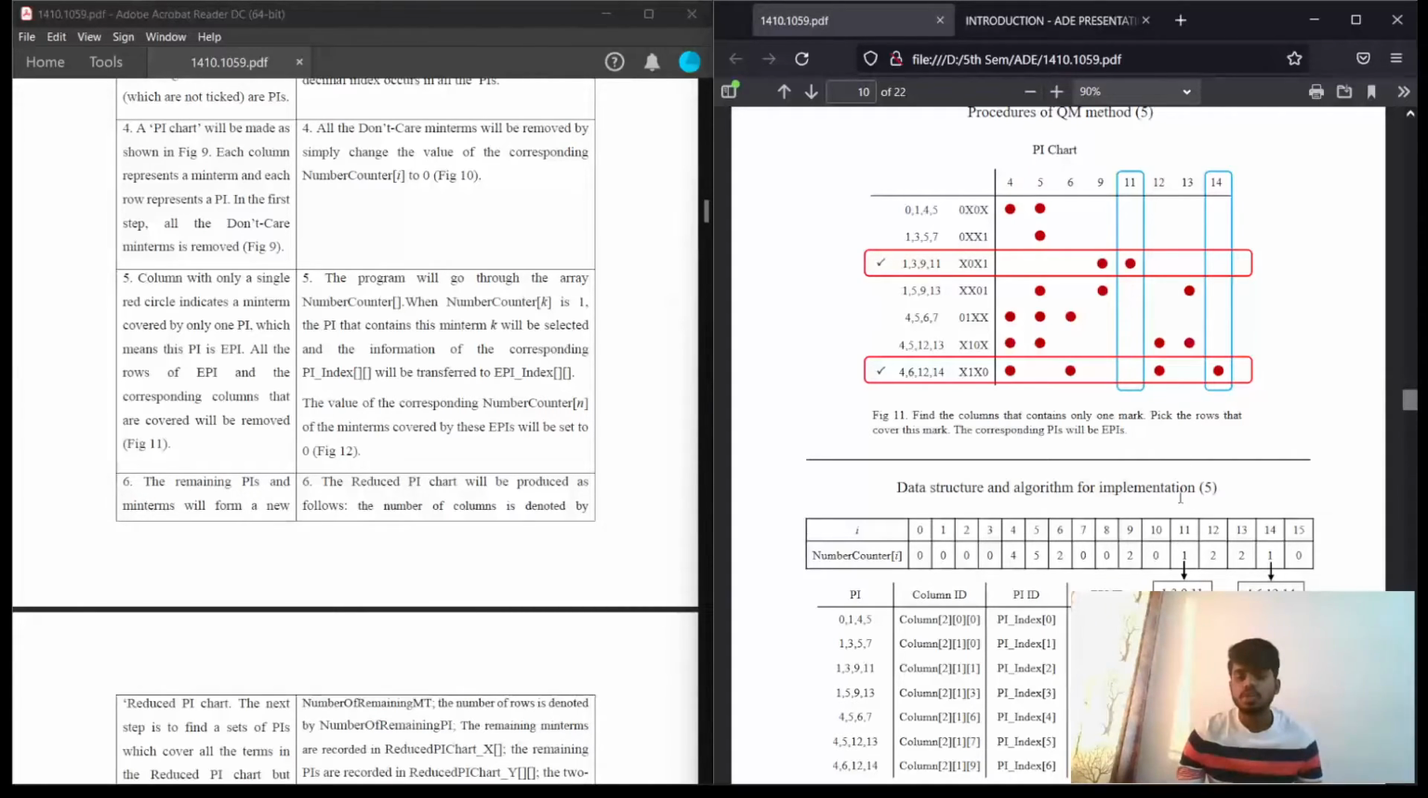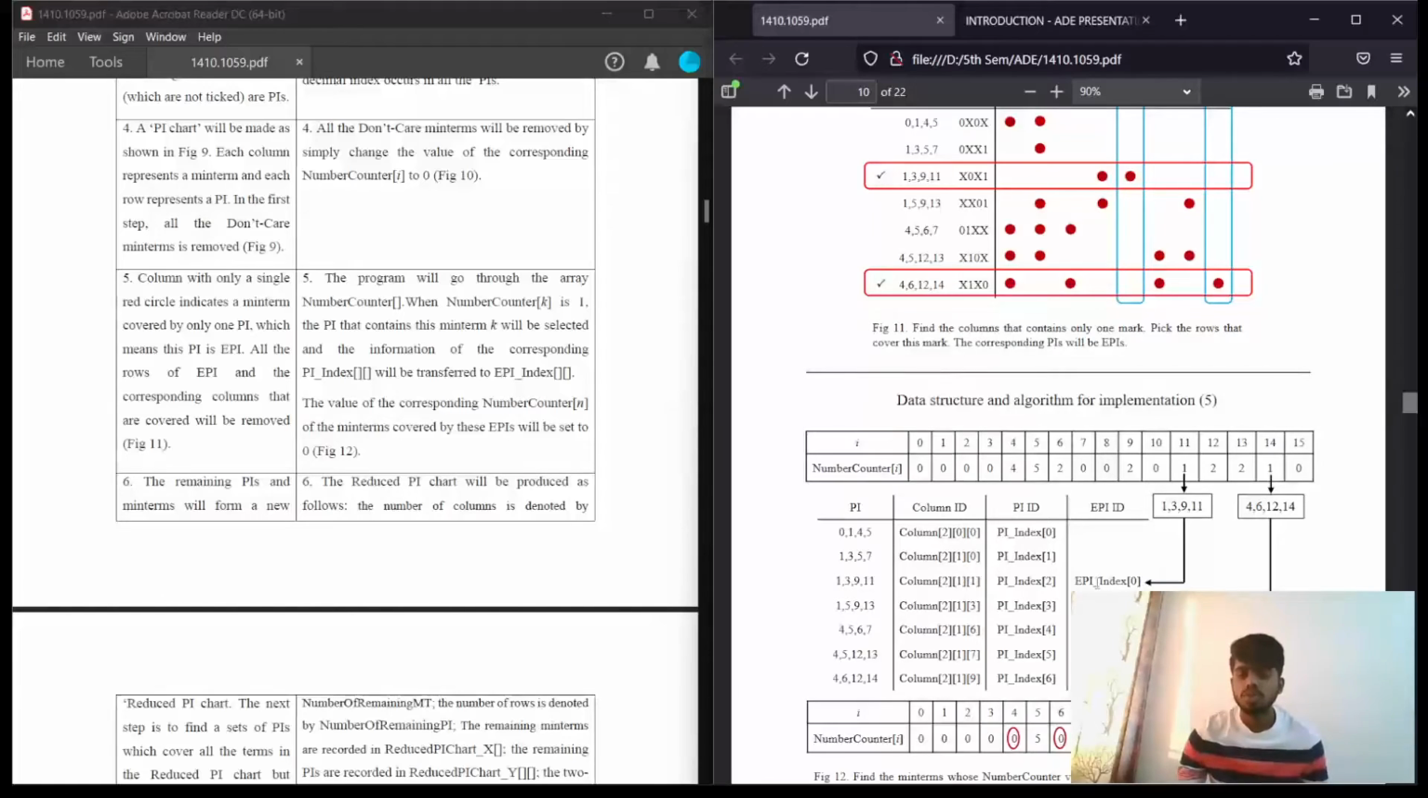For this corresponding row, it selects this as an EPI. So check out here. For 11, this particular row is an EPI. The corresponding min terms are nothing but 1, 3, 9, 11. So this x0, x1 is considered an essential prime implicant. 1, 3, 9, 11 is an EPI now. The same way for 14: 4, 6, 12, 14 is an EPI now. So after these two are EPIs, check out here.